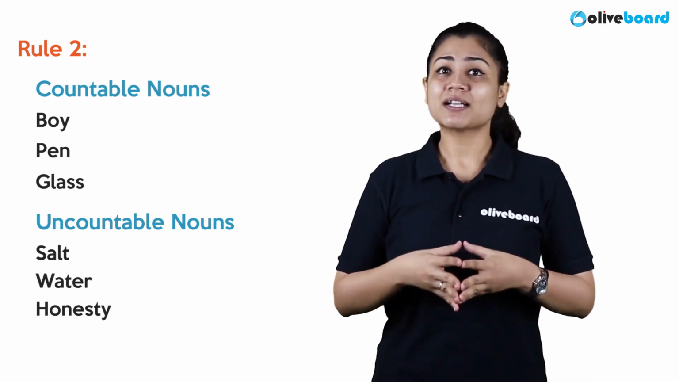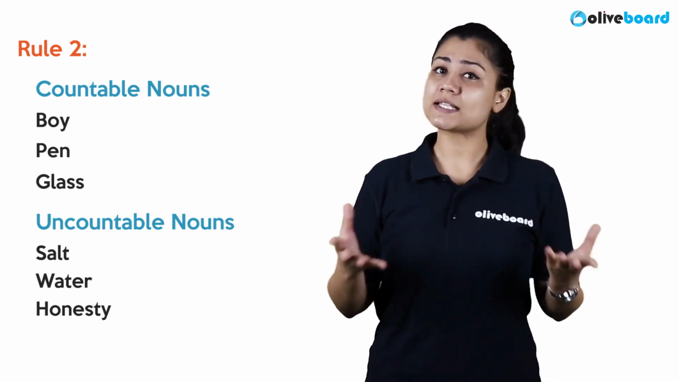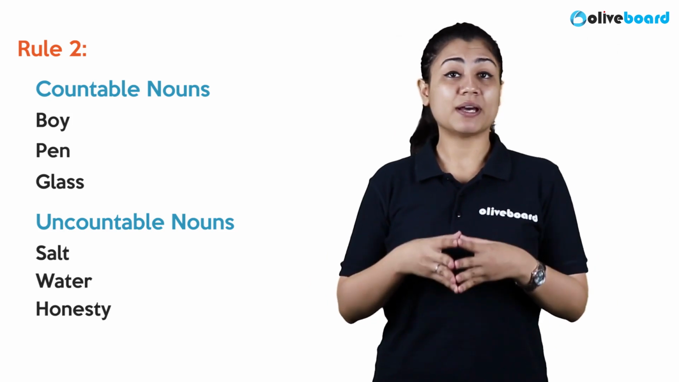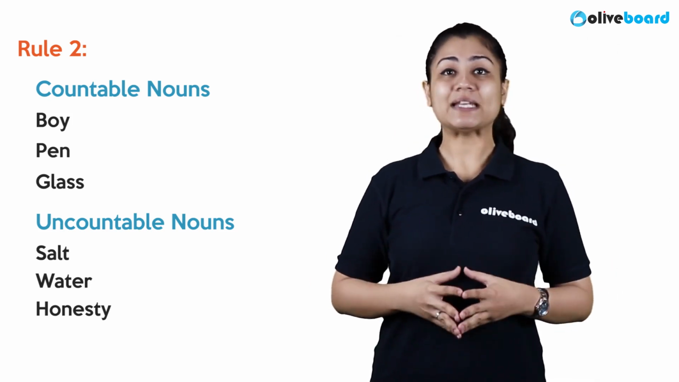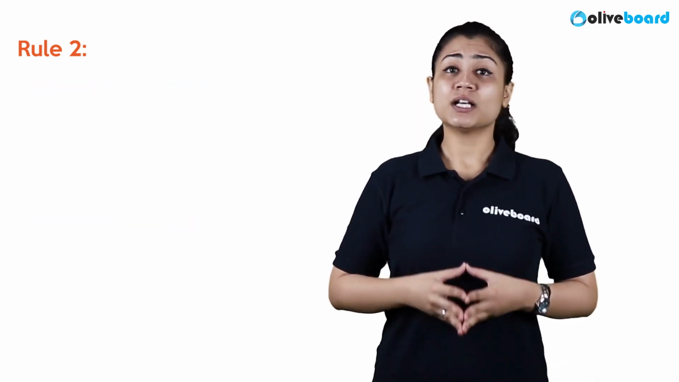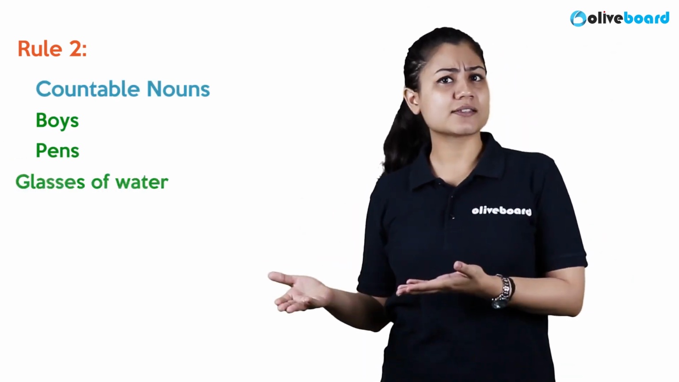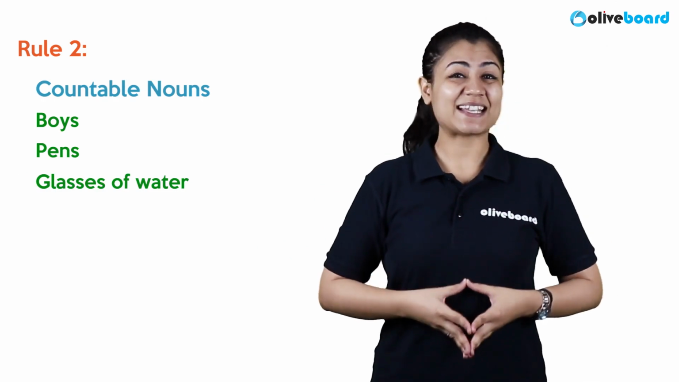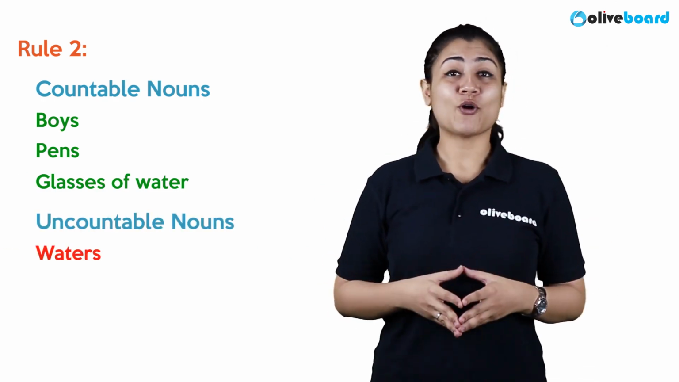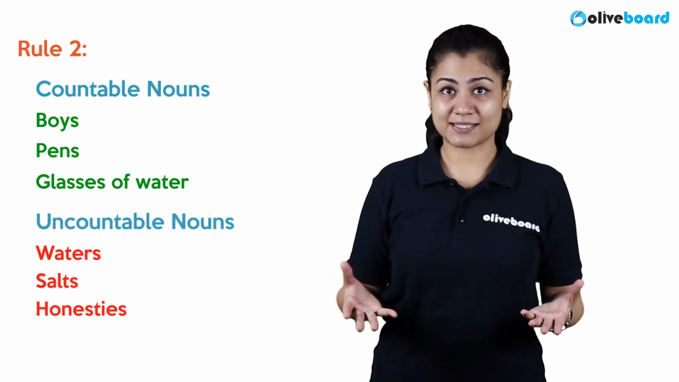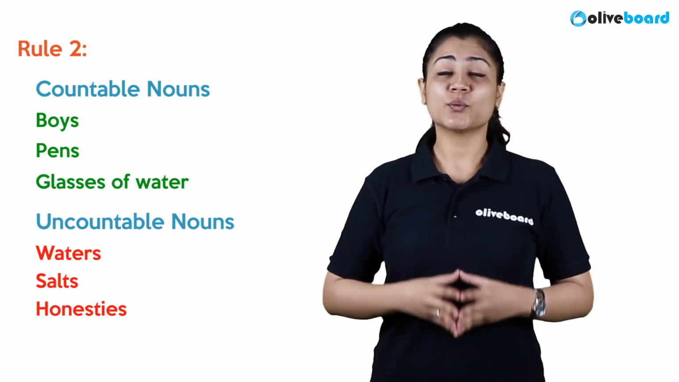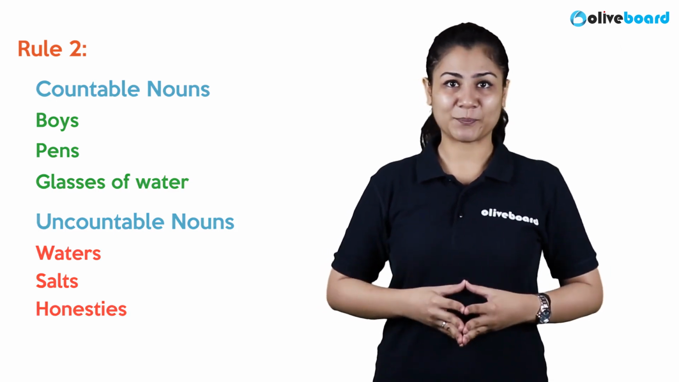Basic test. काउंटेबल नाउन्स का प्लूरल फॉर्म या सिंगुलर फॉर्म दोनों हो सकता है, पर अनकाउंटेबल नाउन्स को हम प्लूरल फॉर्म में नहीं लिख सकते हैं, which means we can say that there were boys or pens or glasses of water, but we cannot say that there were waters or salts or honesties. The uncountable nouns will always stay in their singular form.